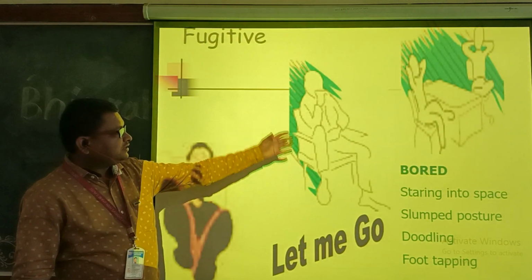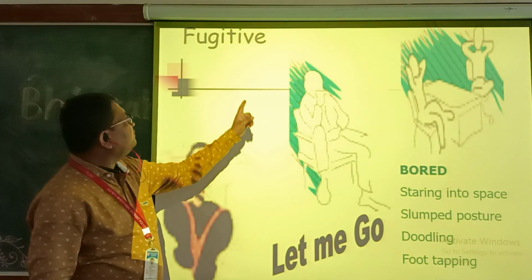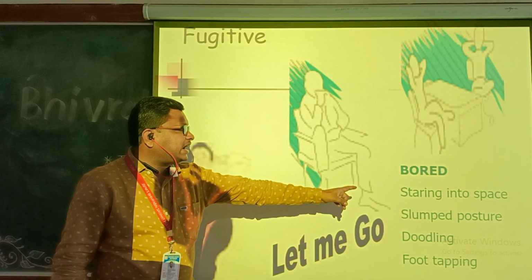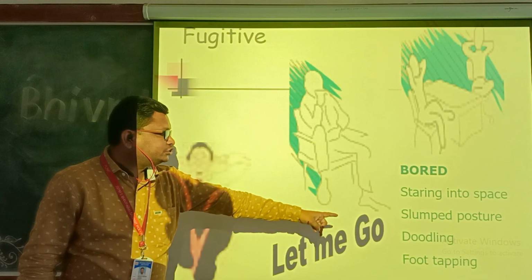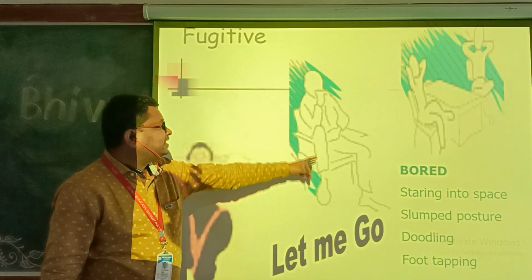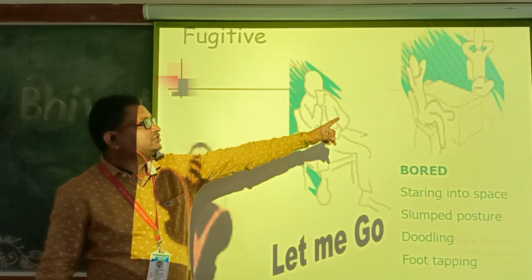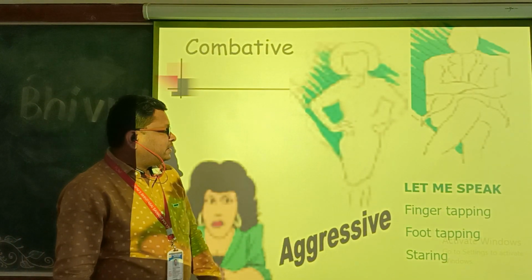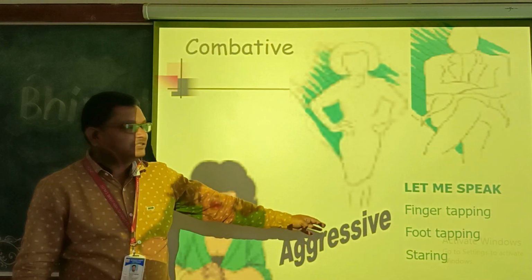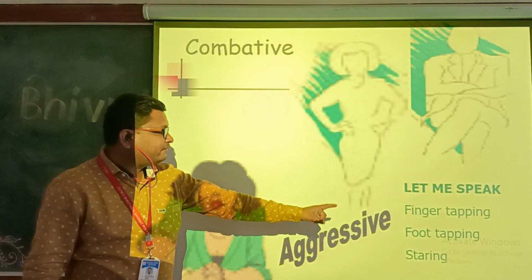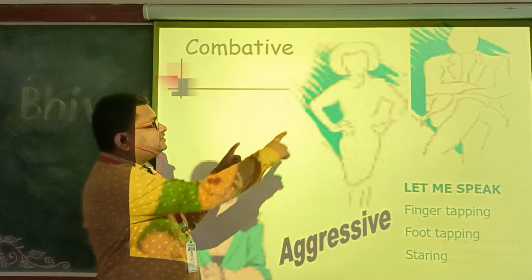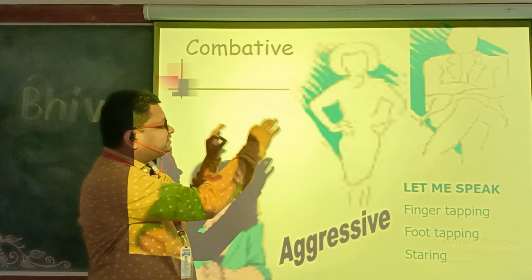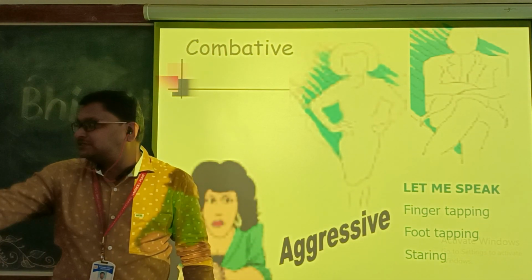That is bored. Here I have pasted one picture. Fugitive, that is your body language. Bored: staring into space, slumped posture, doodling, foot tapping. Let's see, like this. See the pictures. Next. That's aggressive. Aggressive: let me speak, finger tapping, foot tapping, staring. Let's see. These are the positions when the person is aggressive. This position indicates that the person is aggressive. Next.